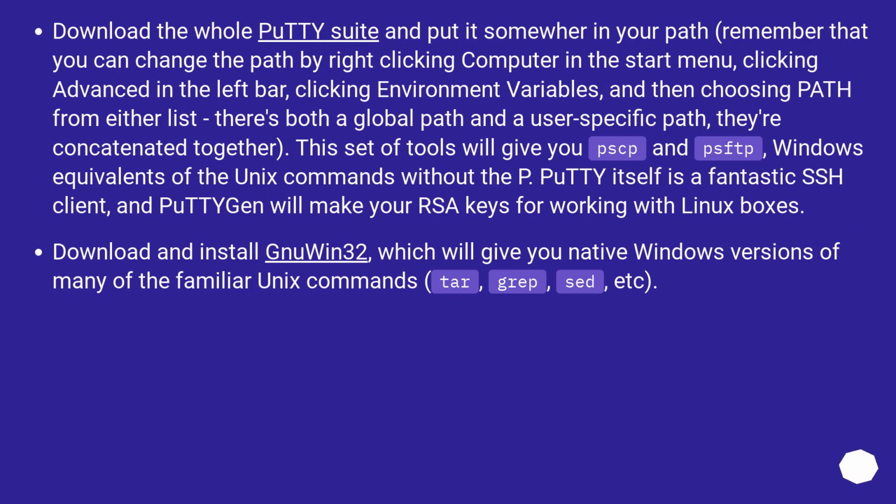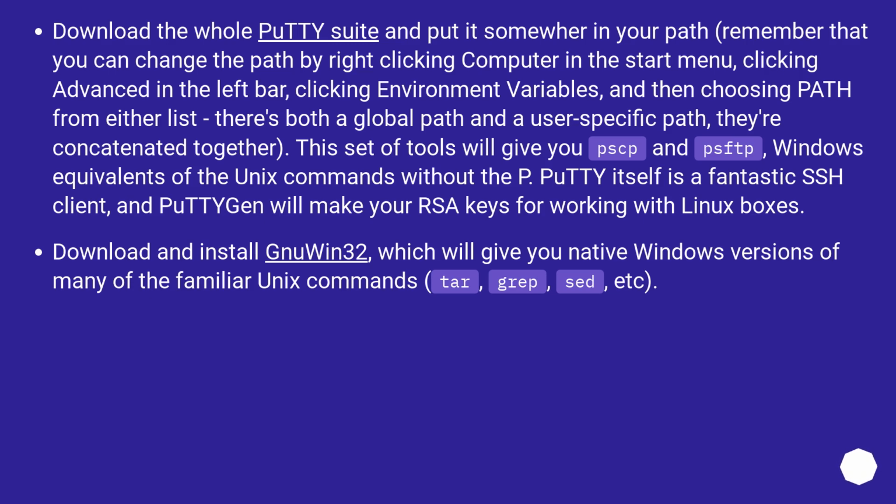Download the whole PuTTY suite and put it somewhere in your path. Remember that you can change the path by right-clicking Computer in the Start menu, clicking Advanced in the left bar, clicking Environment Variables, and then choosing Path from either list. There's both a global path and a user-specific path. They're concatenated together. This set of tools will give you PSCP and PSFTP, Windows equivalents of the Unix commands without the P. PuTTY itself is a fantastic SSH client, and PuTTYgen will make your RSA keys for working with Linux boxes.